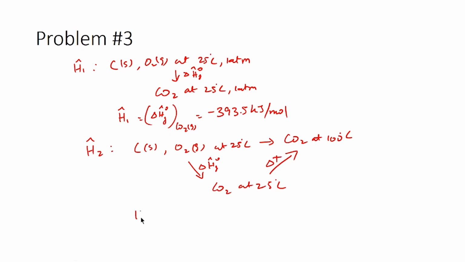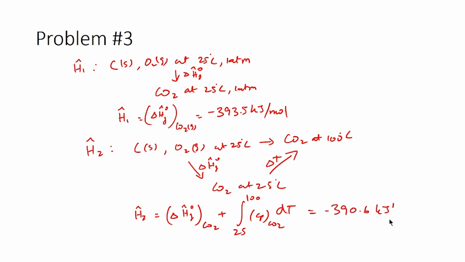So, the first step would have the heat of formation, and the second step would be a delta T term. So, your H2 cap would be equal to the standard heat of formation for carbon dioxide gas plus integral 25 to 100 Cp of CO2 gas dT. So, using the Cp of CO2 gas from any table and the heat of formation, we will be able to calculate this value as minus 390.6 kilojoules per mole.